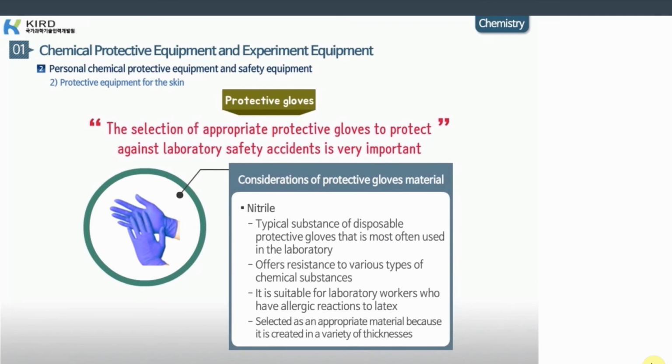Nitrile is a typical material of disposable protective gloves and is often used in the lavatory. It can offer resistance to various types of chemical substances. It is suitable for lavatory workers who have an allergic reaction to latex. We can consider it to be an appropriate material because it is created in a variety of thicknesses.